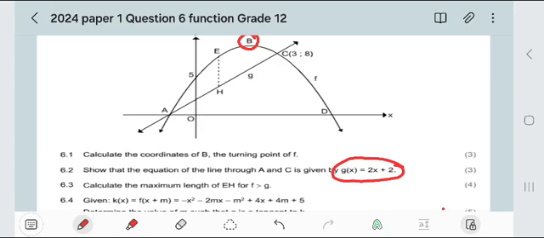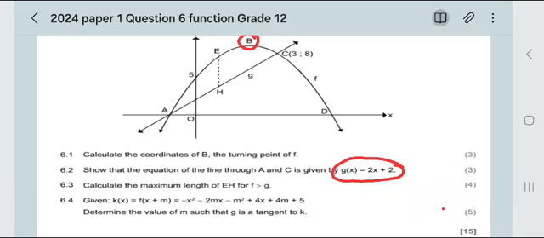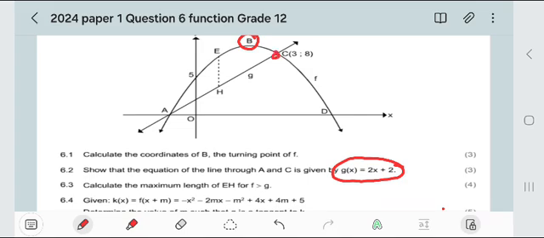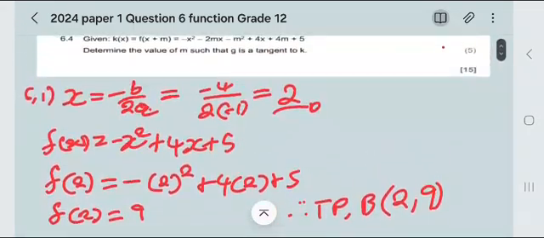But we know that for a straight line, we have one point, which is C there. To calculate a straight line, we're supposed to have a gradient and one point. But for us to have a gradient, we're supposed to have 2 points. We can use this point A, the intersection, where we have our x-intercept.